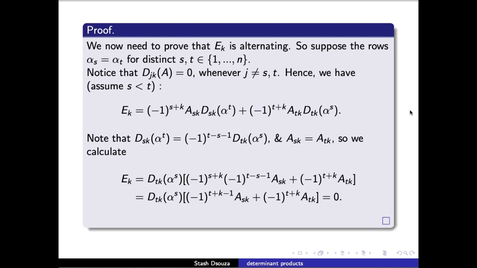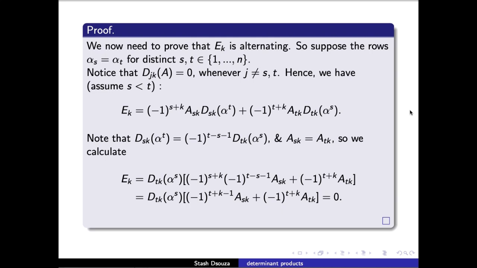Now note that dsk evaluated at alpha t is simply given as a product of dtk at alpha s multiplied by negative 1 to the power t minus s minus 1. Let me explain this. So dsk at alpha t and dtk at alpha s are both determinant functions on very similar matrices.